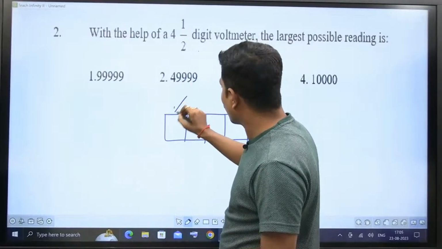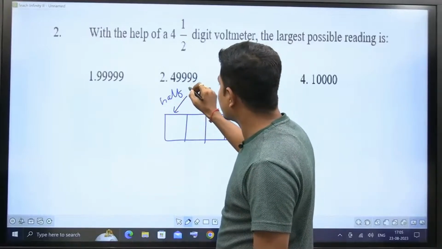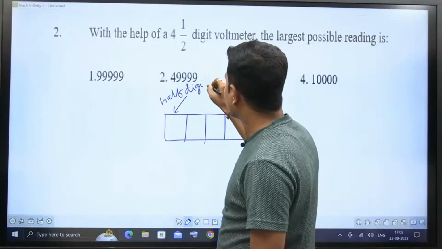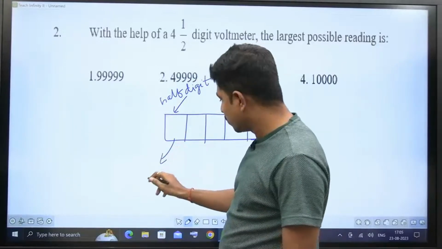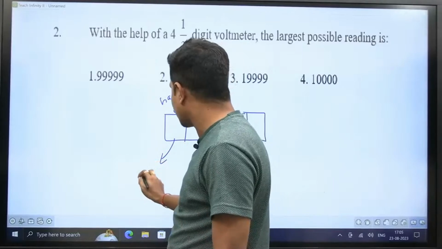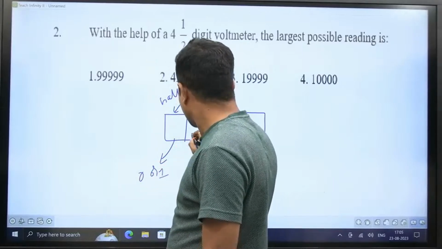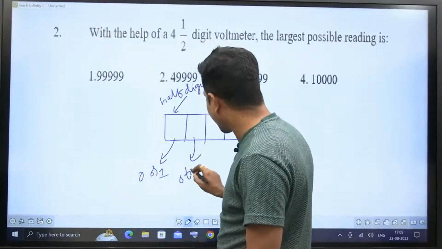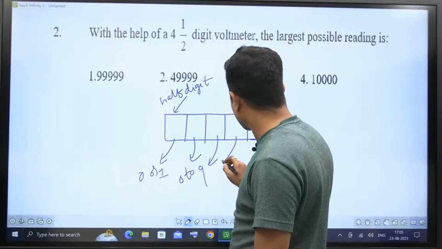So this particular one is half digit. This is half digit. It means the possible values of this half digit are 0 or 1, but this possible value is 0 to 9. This possible value also 0 to 9, 0 to 9, 0 to 9.